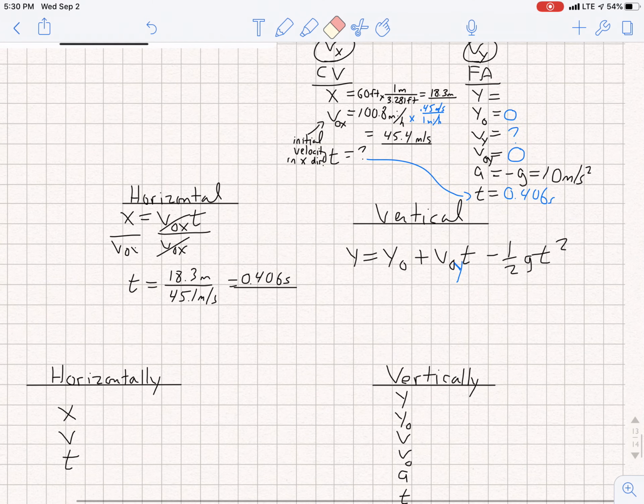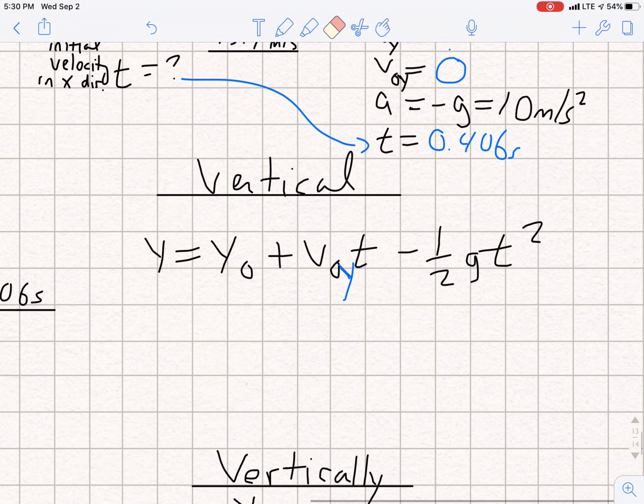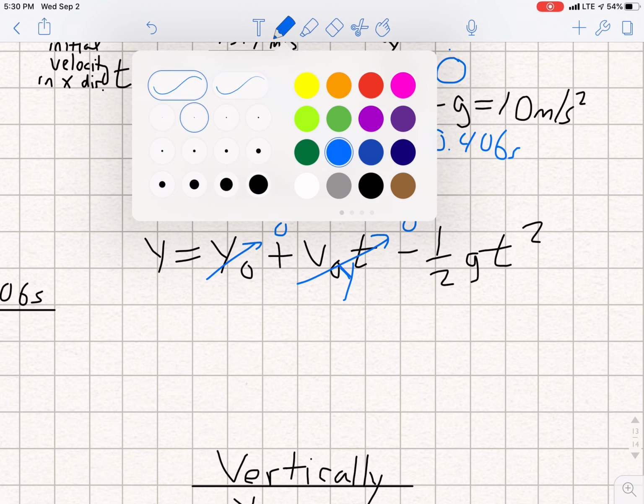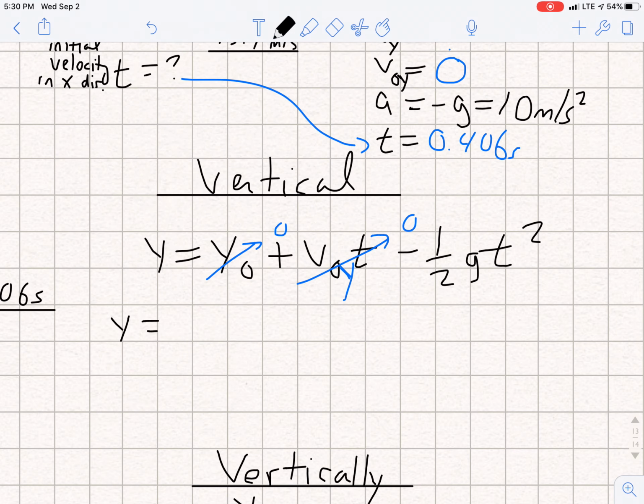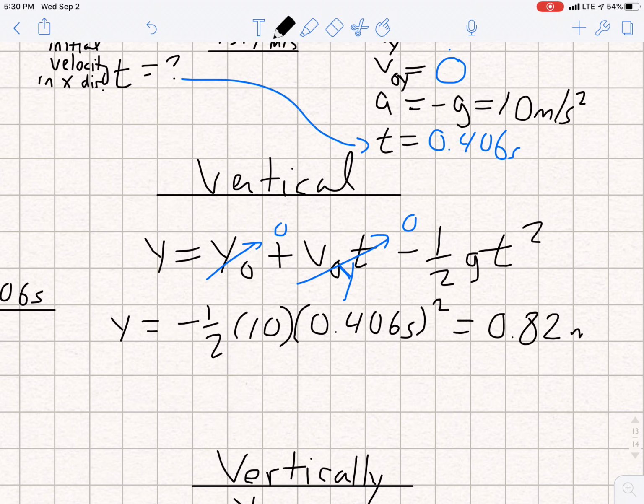Okay, so since v naught y is 0, I can cancel v naught y t. I can cancel y naught, and I can plug into the equation. Y is equal to negative 1/2 times 10 times 0.406 seconds squared. And that's roughly about negative 0.82 meters. In other words, as the ball falls, it's going to fall about 82 centimeters.